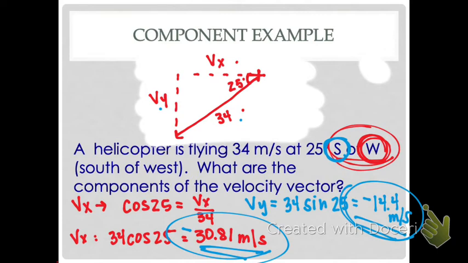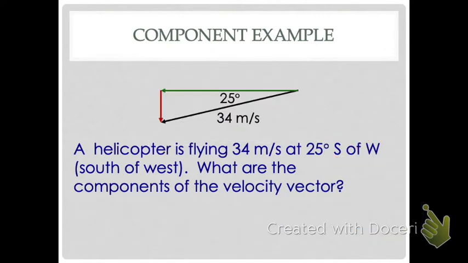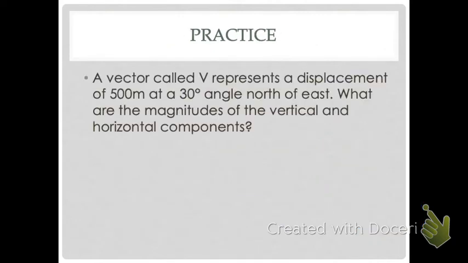Okay? So let's go ahead and try the next one here on your own. A vector called V represents a displacement of 500 meters at an angle 30 degrees north of east. What are the magnitudes of the vertical and horizontal components? Okay, so you're going to draw the vector first.